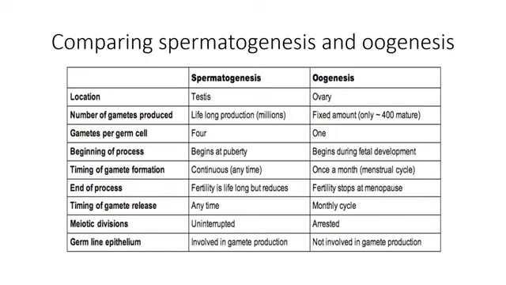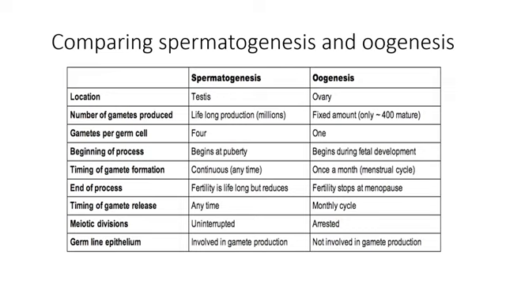Comparing spermatogenesis and oogenesis. Spermatogenesis is located in the male's testis. Oogenesis is located in the female's ovary. In spermatogenesis, the number of gametes produced is lifelong, produced in millions. In oogenesis, the number of gametes produced is a fixed amount, only 400 mature eggs. Spermatogenesis creates 4 gametes per germ cell. Oogenesis creates 1 gamete per germ cell.